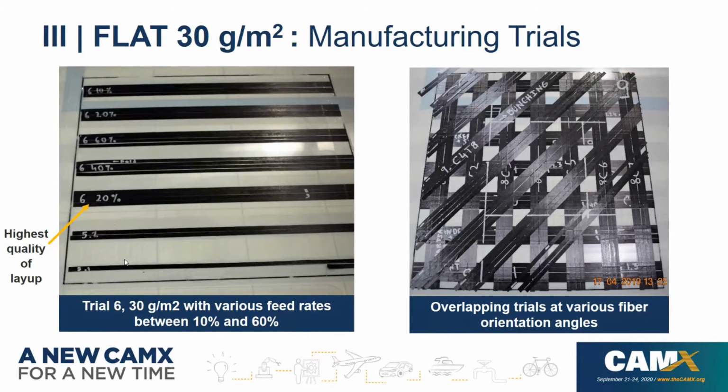And here you can see several examples of the manufacturing trials with the flat 30 GSM. So you can see we've tried different speeds and so on. And you can tell in here the highest quality of layup was reached within 20% of the speed. In this location, we have tried and we have overlapped so many trials at different fibers and different angles. And all of this, the goal was to find out what are the optimal processing parameters that we can have.